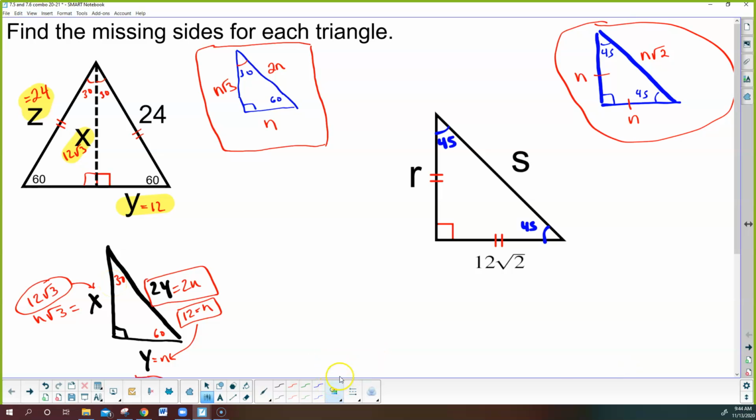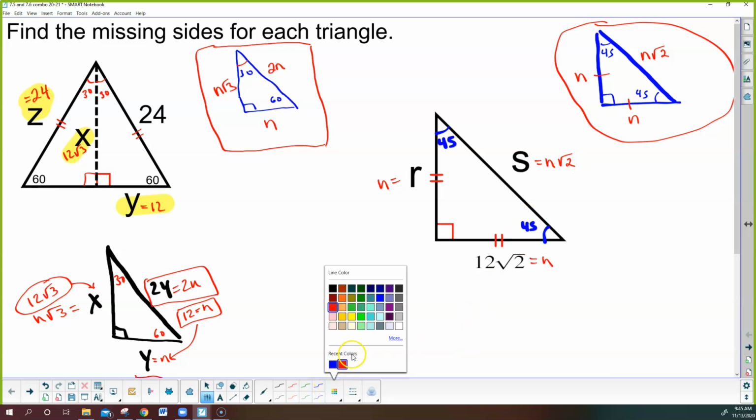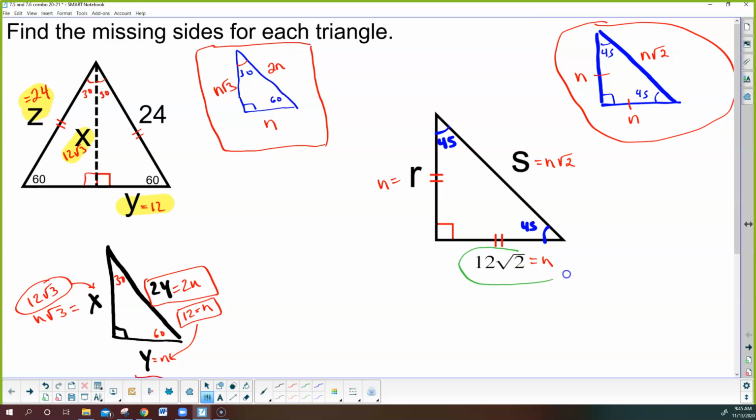All right, and I've always said try to use a separate color. I like to use red as my formula marker. So across from the 45 is n, across from the other 45 is n, and always across from the hypotenuse of the 45, 45, 90 is n square root of 2. Well, what that does is that tells me exactly what n is equal to. I don't have to solve anything, I already know. So if this is 12 square roots of 2, then r is 12 square roots of 2.